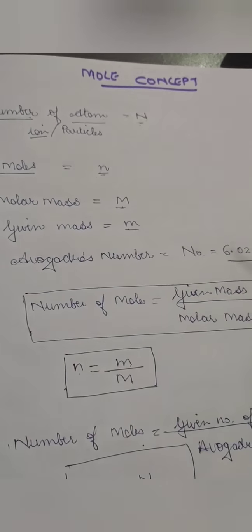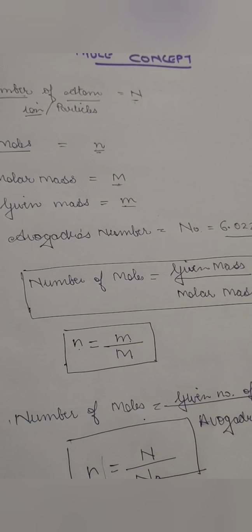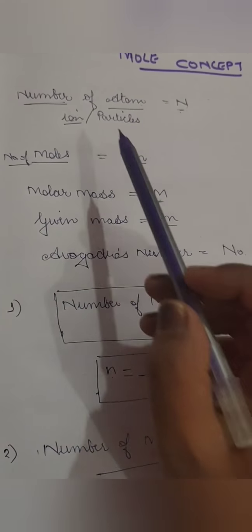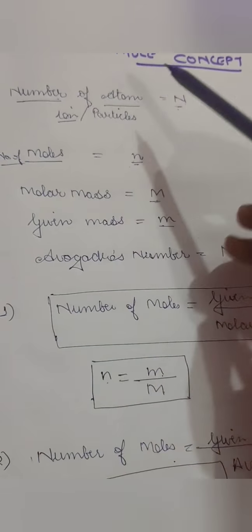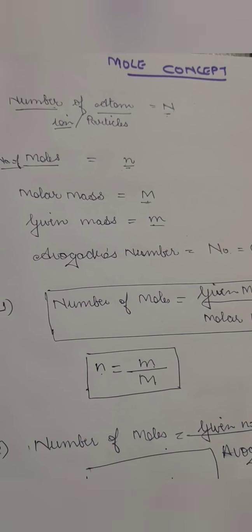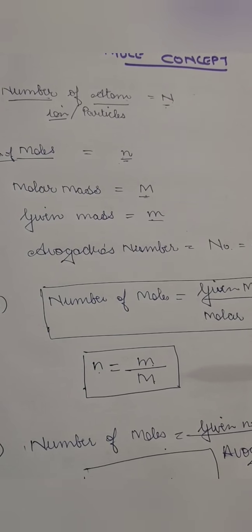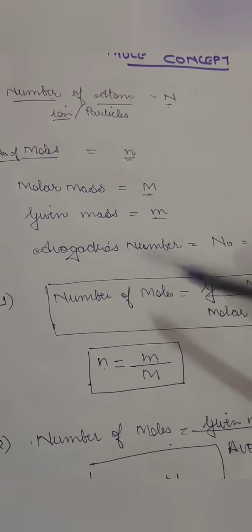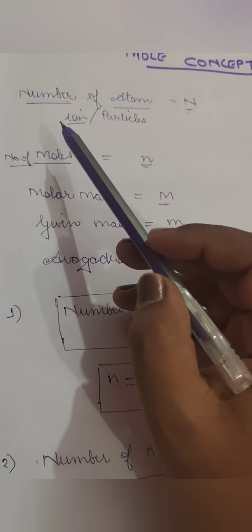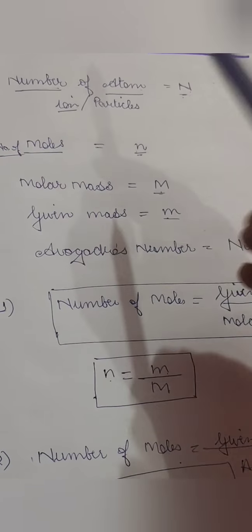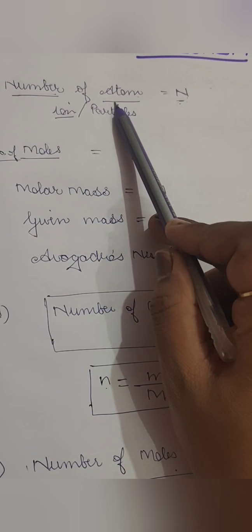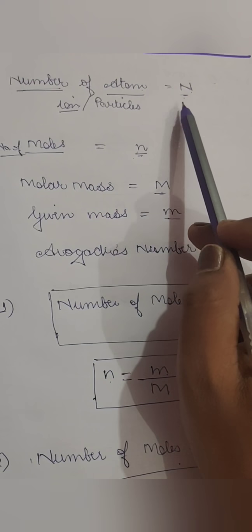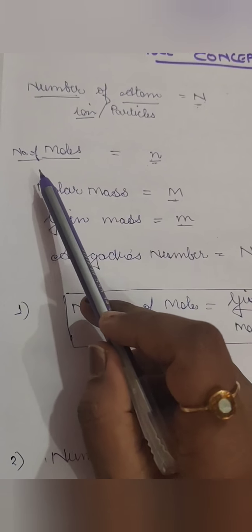So to solve mole numericals, we should know the formulas, and along with that we should also know the values. Here are some values which we have already done in our previous lecture. We'll be revising them again, so that we can do a few more numericals today. Number of atoms, or number of ions or number of particles, is represented by capital N.